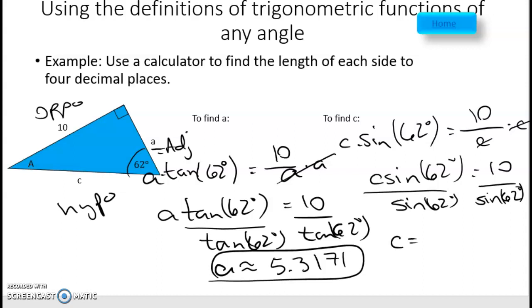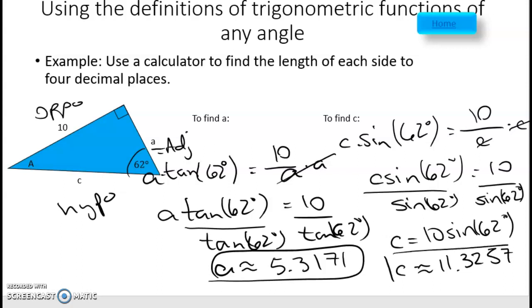So now I've got C is equal to 10 over sine of 62. Make sure you're in degrees for both of these. Okay, so this would be roughly around 11.3257. And there's your answers.